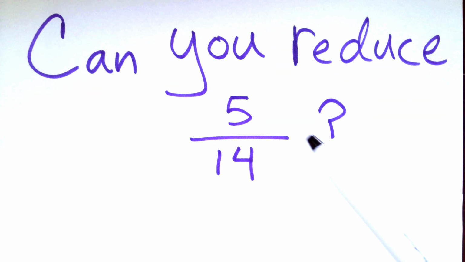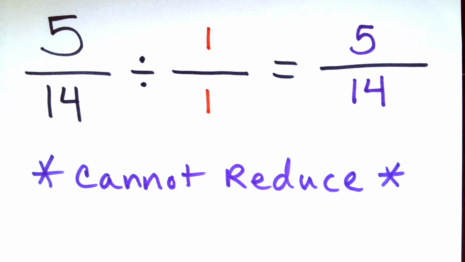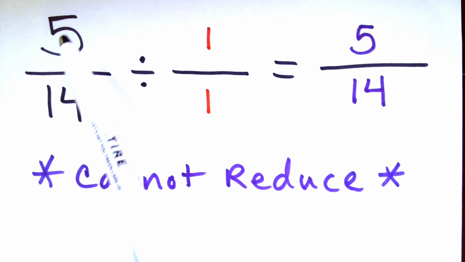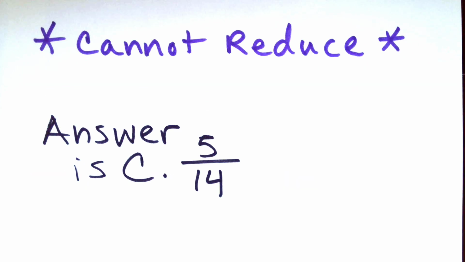You know I'm going to ask this question. Can you reduce 5/14? Is there a number I can divide into the top and bottom other than 1 that will simplify or reduce this fraction? Well, I have an odd number on top, an even number on bottom. What do you think? Okay, so there's no number other than 1 that can be evenly divided into both 5 and 14. So our answer is 5/14. It cannot be reduced. So the answer is going to be C, 5/14.